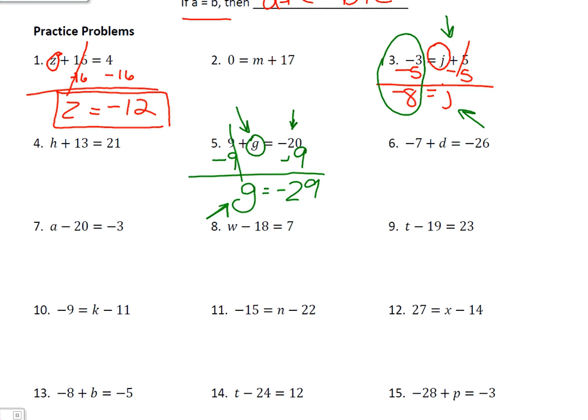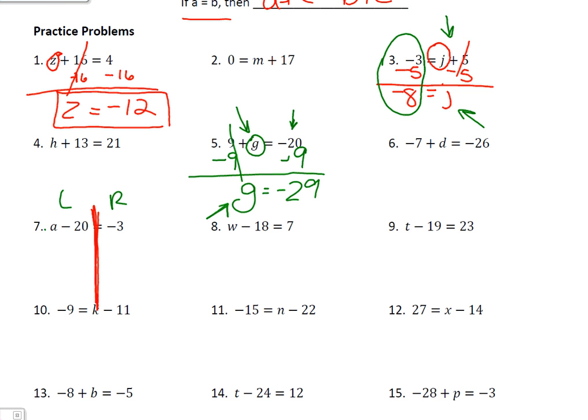Something that you can do, if it helps you, you can draw a line where that equal sign is, and that can help you see the left and the right side. So I know if I do something to the left side, I have to do it to the right side. So I know I need to have it on both sides of the line.